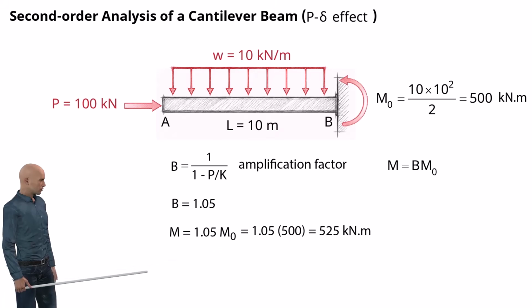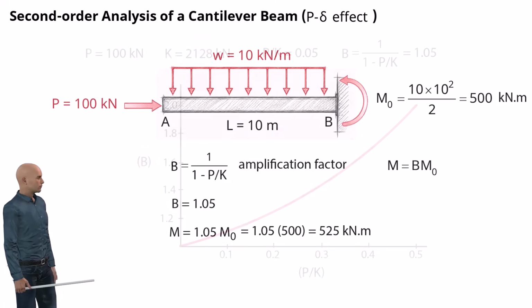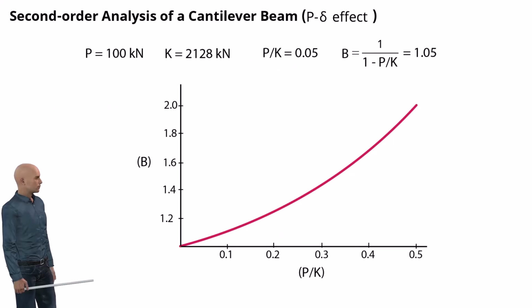So for this particular beam, the second order result is 5% higher than the first order result. That means the first order analysis underestimates the design moment by about 5%. For this beam, that difference is large enough that we should not ignore the small P delta effect in design. More generally, the P delta effect becomes more significant as the axial load increases. It also becomes more significant as the member stiffness decreases.